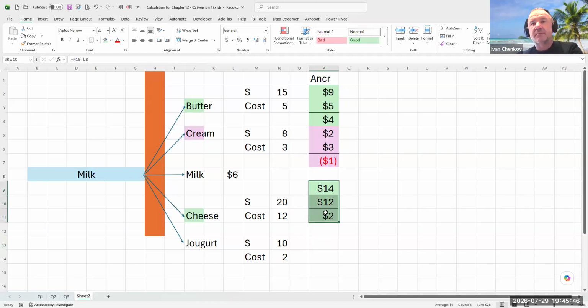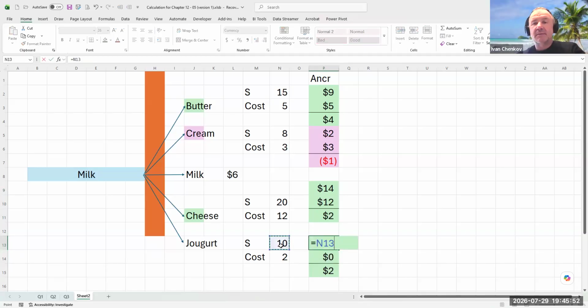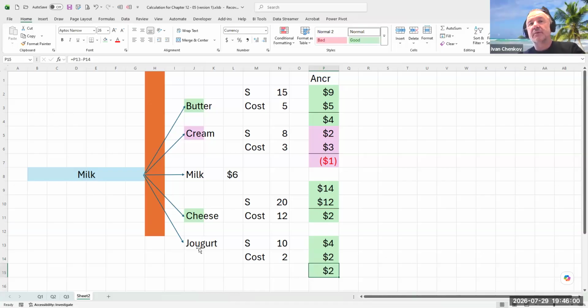For the yogurt, the additional that we're going to make is 10 minus 6, which is $4, but it's going to take us $2 to make it. So another one, go for it. So the only thing that we're not going to do is cream. Instead of making cream, we better sell it as a milk. We're going to make more.